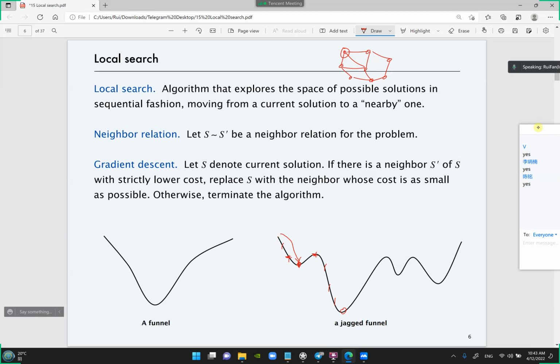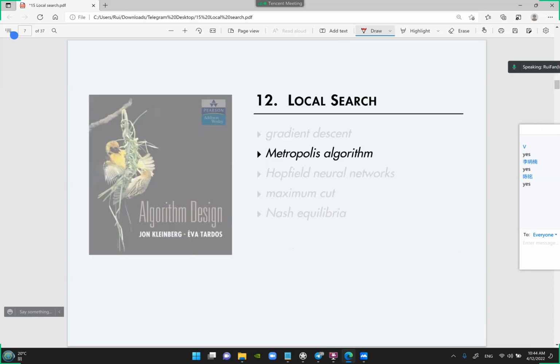Okay, so that's local search, right? It's a useful algorithm because it's very easy to implement, okay? But it can get stuck in these local optima. So what can we do about this? Okay, is there any way to improve local search? Okay, so now we're going to talk about this algorithm called the Metropolis algorithm, which is a way to improve local search so that it does not have to get stuck at these local minima. Okay.